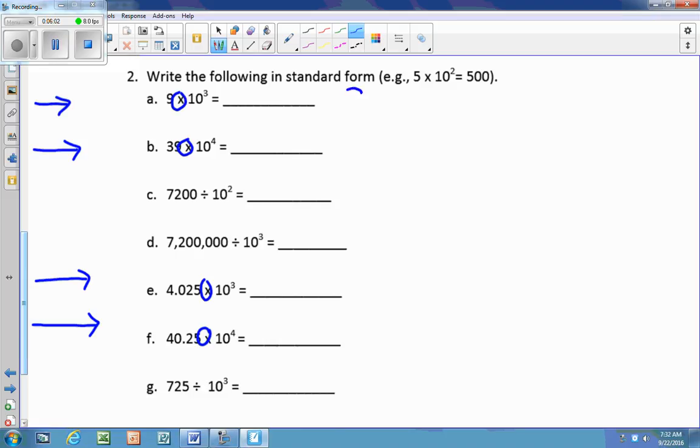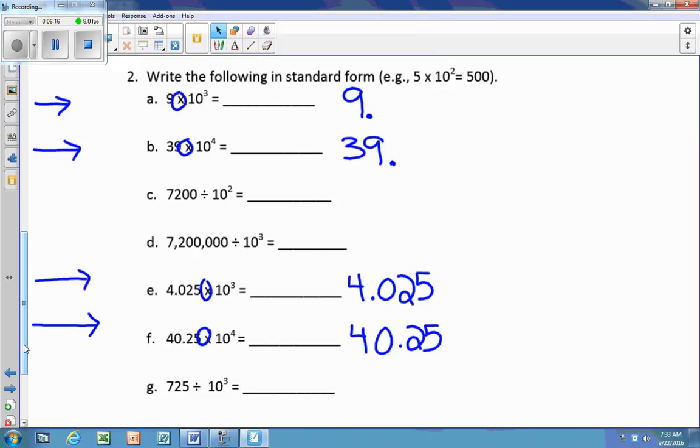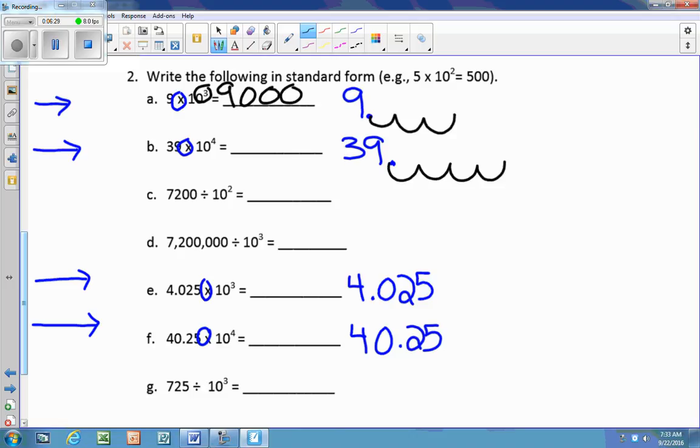So I'm going to start by rewriting my 9, and I'm going to remember there's a decimal out here. I'm going to rewrite my 39, so there's a decimal out here. And the ones that have decimals, I'm going to put the decimals right where they are. So now I have those in, and I can start. It's to the third power. I jump 3 times to the right, and I make my new answer when I fill in my zeros. I jump 4 times to the right, and I make my new answer when I fill in my zeros.